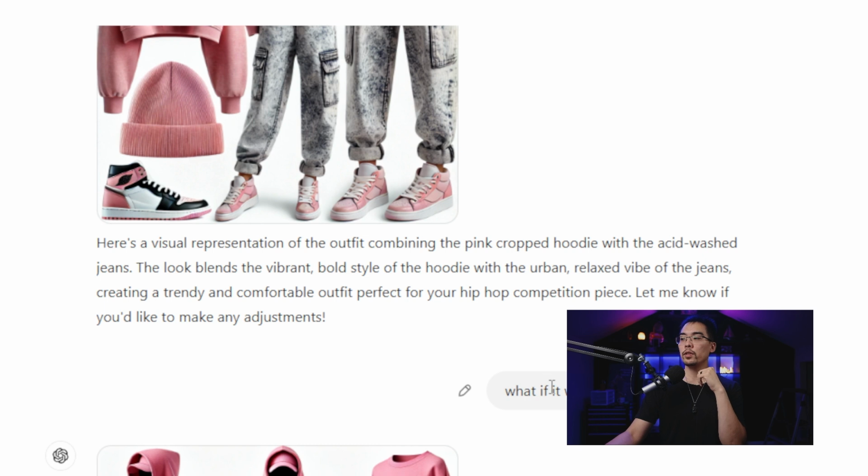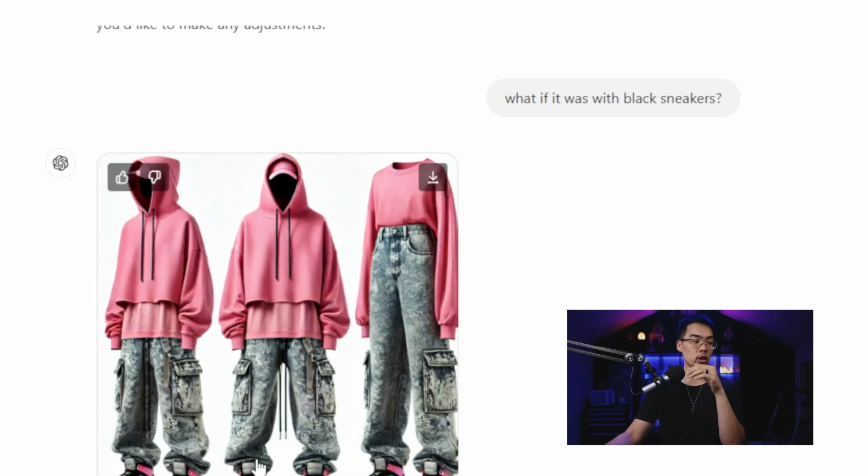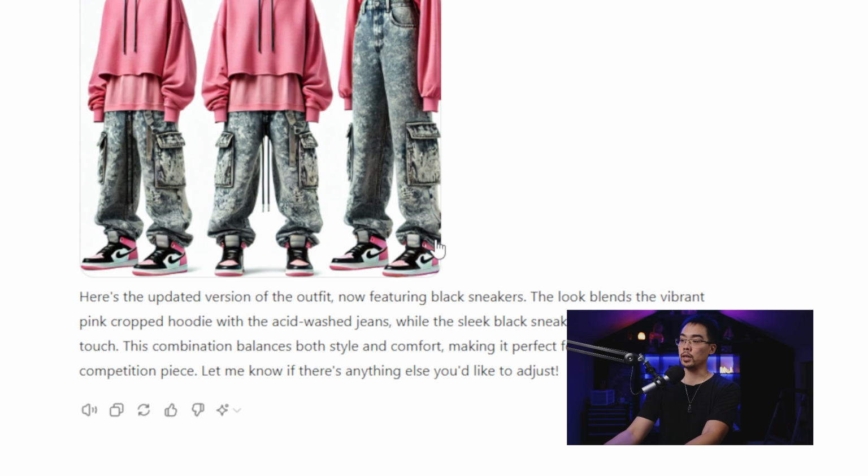And then I said, what if it was with black sneakers? Now I was hoping for just kind of all black, but it did change. Let me move this down. It did change it to black and pink sneakers, which I thought was really cool as well.